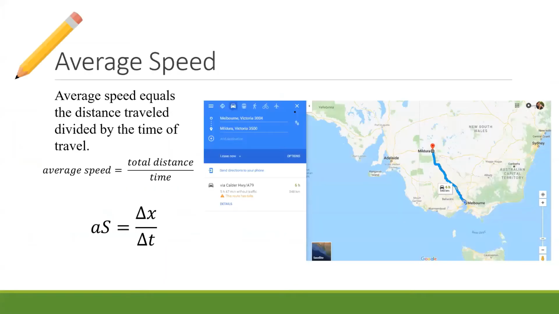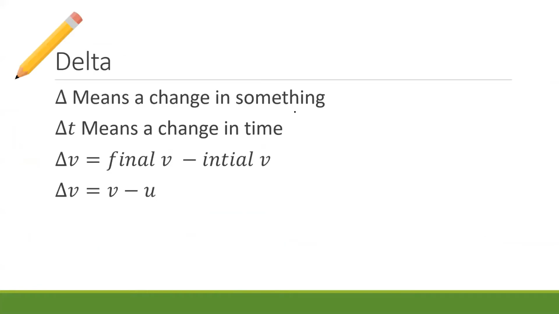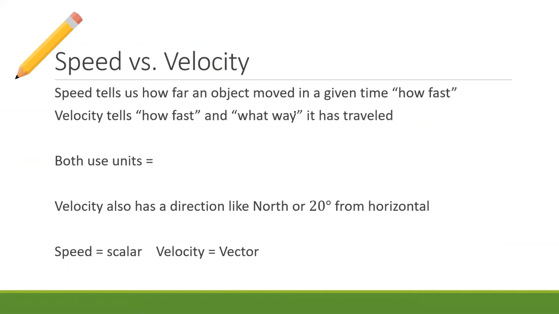So let's start with velocity. We've already talked basically about it. We said that velocity was a change in how fast we are going. It's a change in position over time. It tells us how far an object has moved, so how much its displacement has changed in a given time.